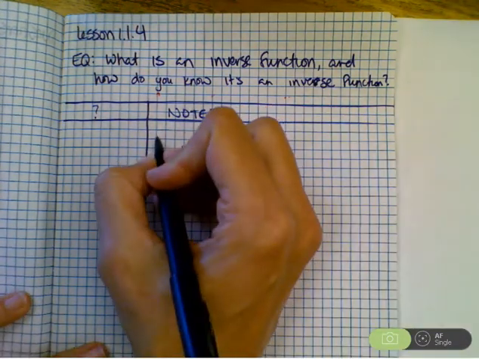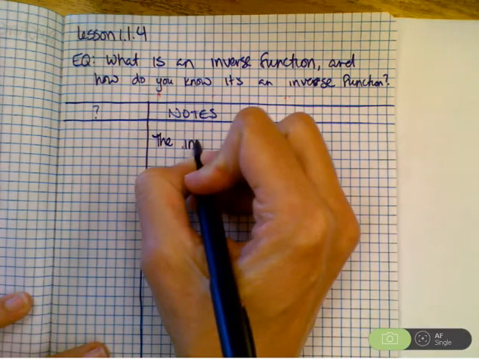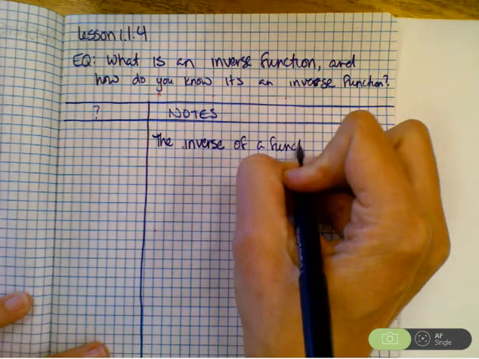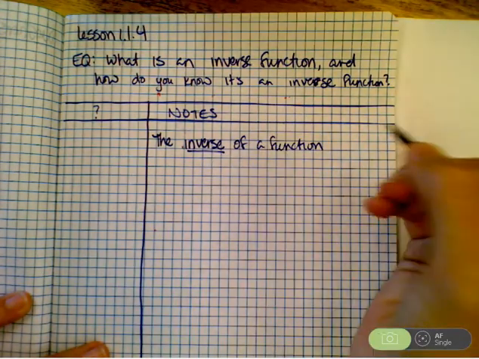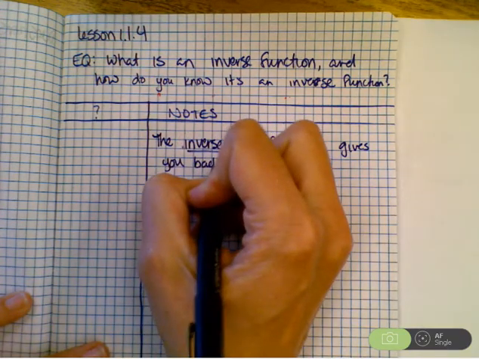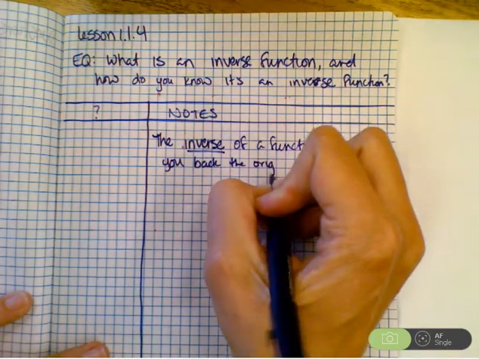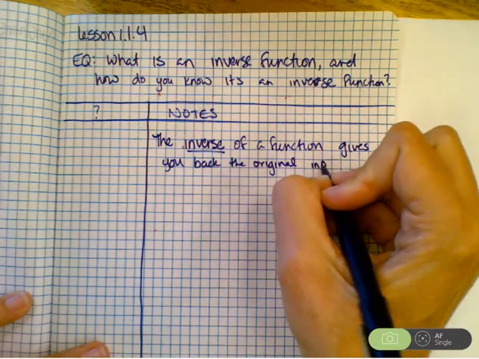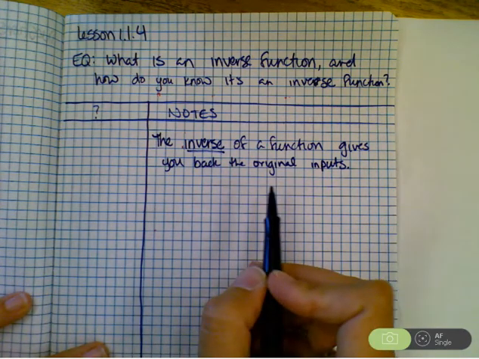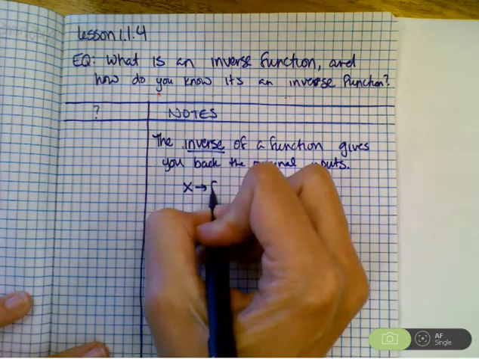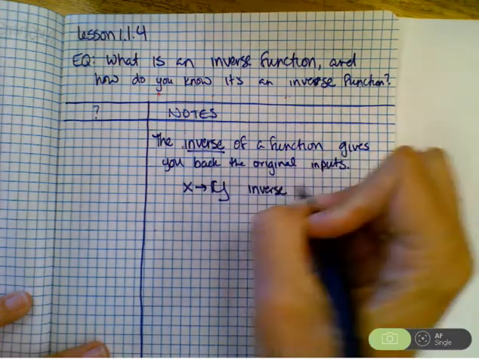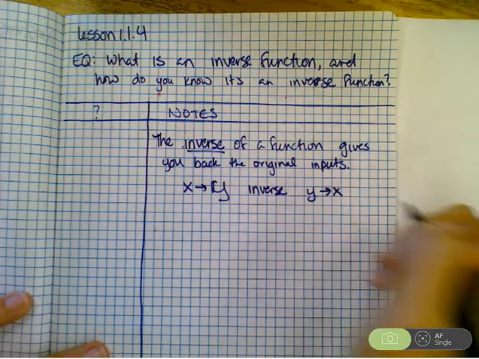So some notes. The inverse of a function gives you back the original inputs. So basically, if your function takes you from x to y, then the inverse takes those y's and takes you back to x again.